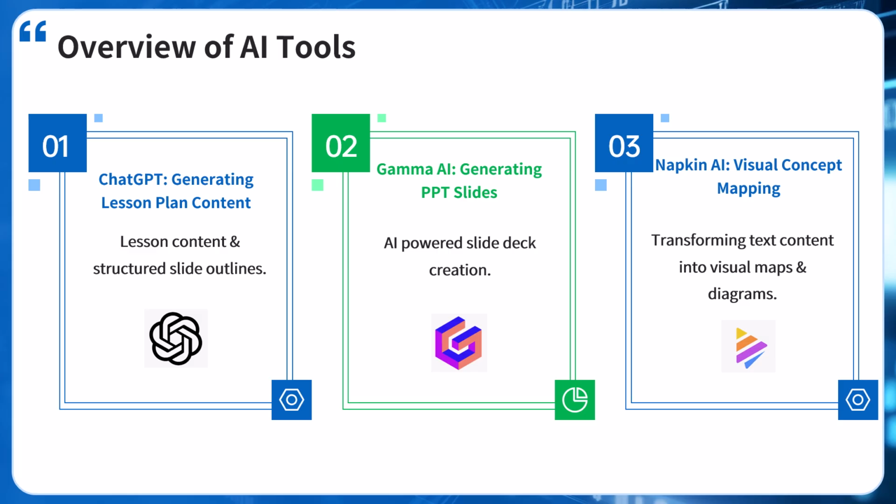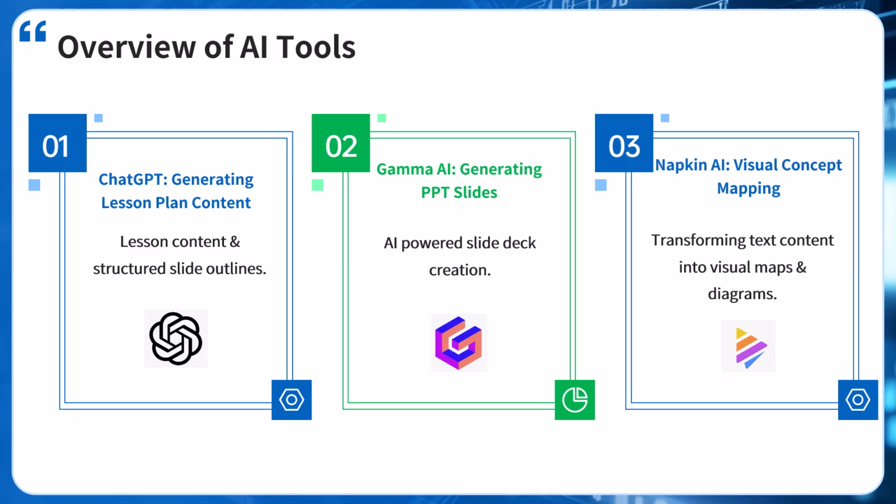Next, we'll look at Gamma AI. Think of this as your design partner. It takes your text, whether it's from ChatGPT or your own notes, and automatically turns it into clean, professional slide decks. It's perfect for those of us who want beautiful slides without spending hours on formatting and layout.